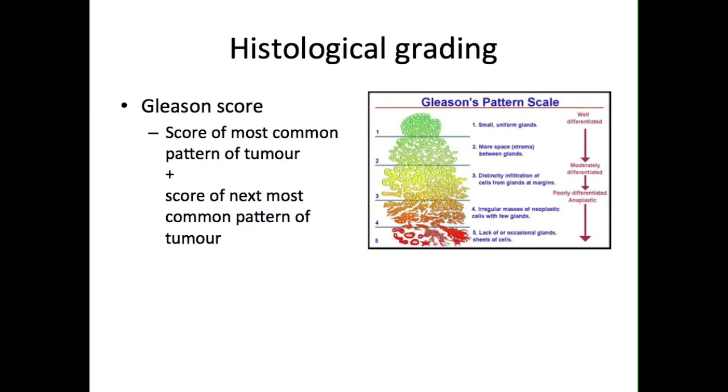This score is given to the primary grade and to the secondary grade, with each of the two grades being given a score of between 1 and 5, resulting in an overall score from 2 to 10. The primary grade is essentially the most dominant pattern of the tumour, whilst the secondary grade is the next most common pattern of the tumour.